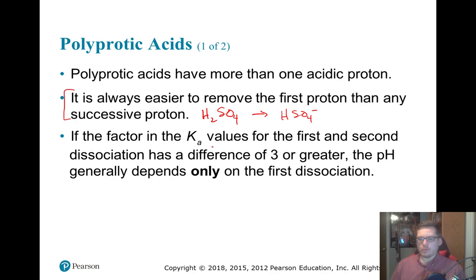And so this is a weak acid, all right, compared to the H2SO4, which is a strong acid. All right, now one cool trick we can use, here it says if the factor of the Ka values for the first and second dissociation has a difference of 3 or greater, and really when we say that, we're talking about the exponents. So by difference we mean exponents are greater. The pH generally only depends on the first dissociation. All right, so if the Ka1 and Ka2 values, and those 1 and 2 refer to which proton's coming off, the first proton versus the second, then we can just look at the first one and ignore any of the rest of them.